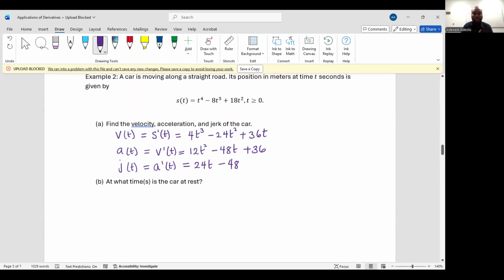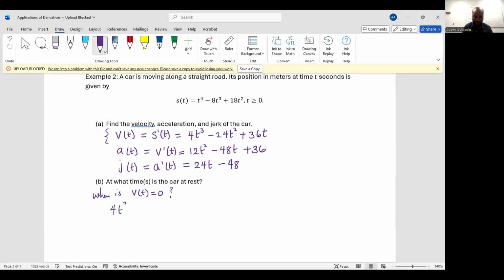Next question. At what times is the car at rest? Meaning, at what time is it not moving? No speed. The speed is 0. That is, the velocity is 0 at that point. So set v of t to 0. This is the question we are asking: when is v of t equal to 0? So this is our v of t, and we set it to 0.